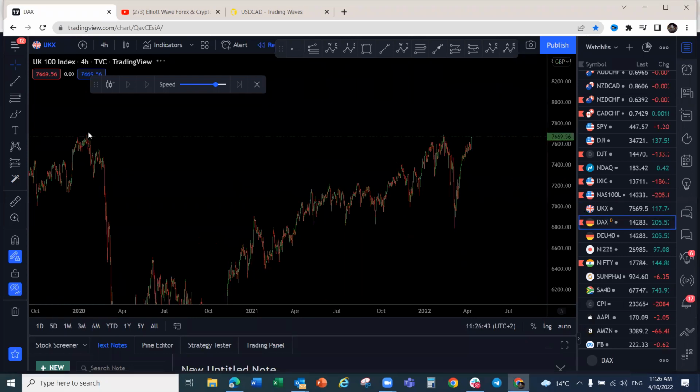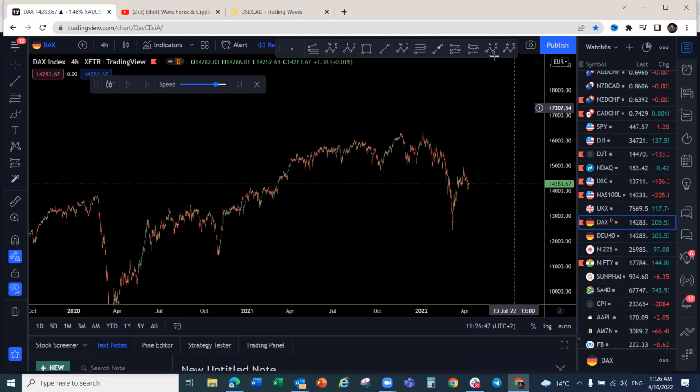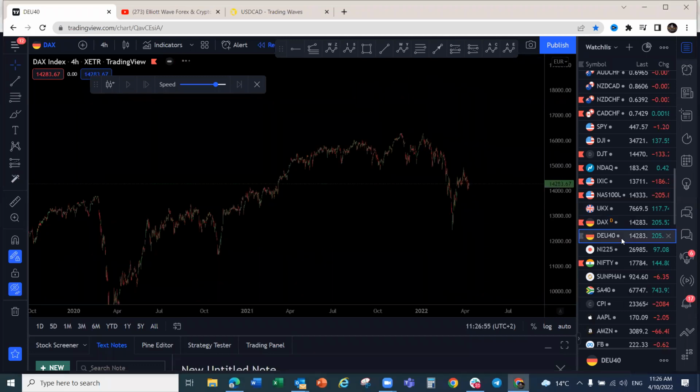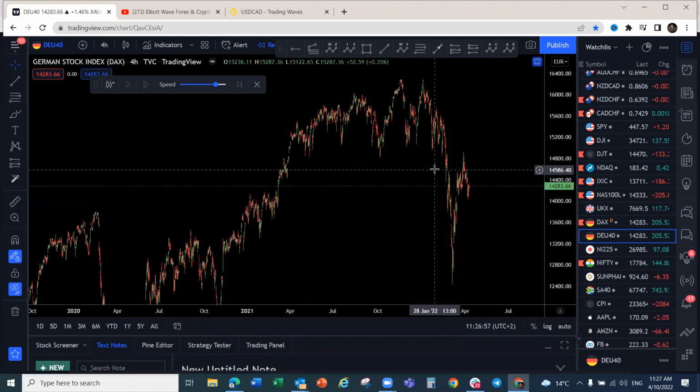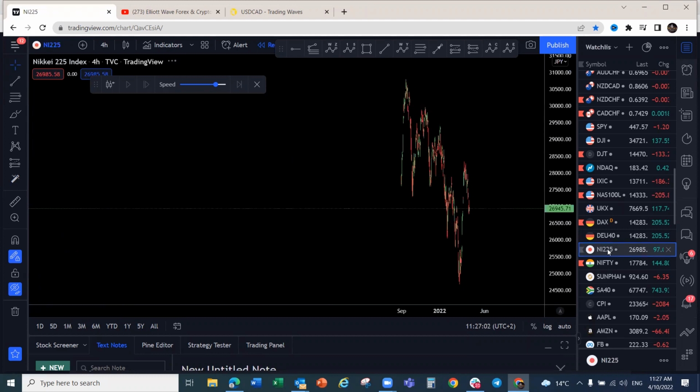The DAX, I'm expecting the DAX to at least give us a corrective structure here to the upside, even if it's a move to the upside, a push to the upside. Let me look at this one here. This is the index here. So they're all the same. They're all the same. The Nikkei.